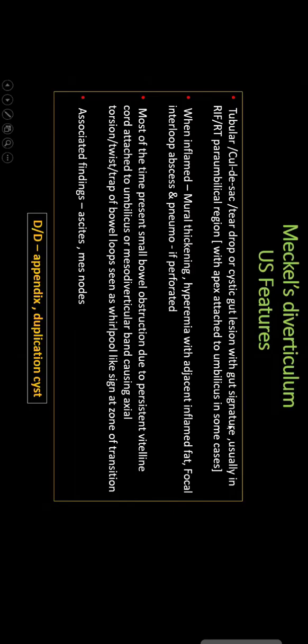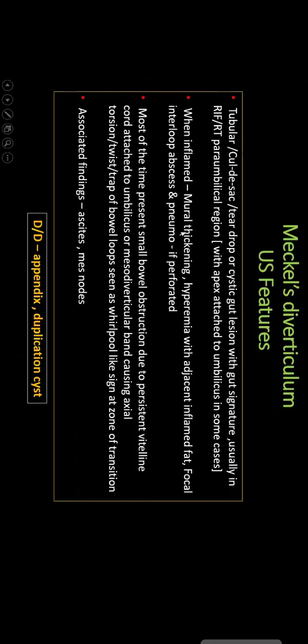typical gut signature, usually in the right lower abdomen or infraumbilical, right periumbilical location. And most of the time, it's attached to the umbilicus in some cases. When the lesion is attached to the umbilicus, it is surely suggestive of Meckel's with band. This is a very important criterion in diagnosis. If you see a gut lesion, not appendix, and one of its ends is attached to the retroumbilical area, you can suspect Meckel's with vitelline cord.